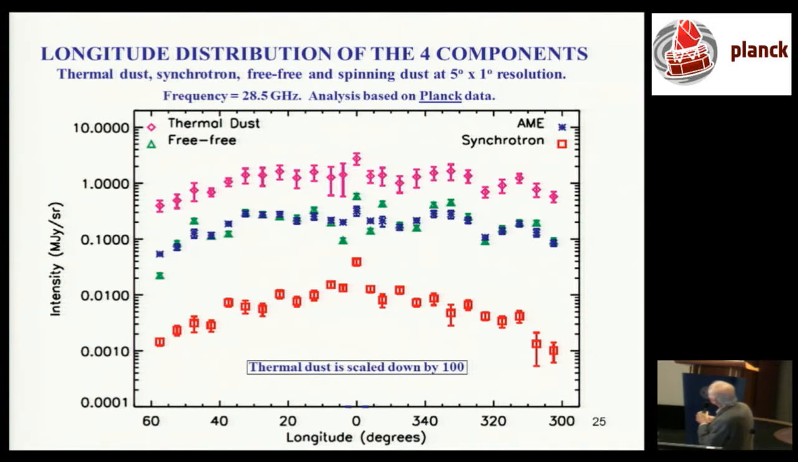This is the thermal dust. And there's a logarithmic scale that we have here. And this has got 5 degree smoothing, which just repeats what you just saw with the longitude range, but we can also then separate out the thermal dust, the free-free emission, and the anomalous emission there, these two here, the blue and the green. And down here is the synchrotron. And all this is at 28.5 gigahertz, the Planck lowest frequency.